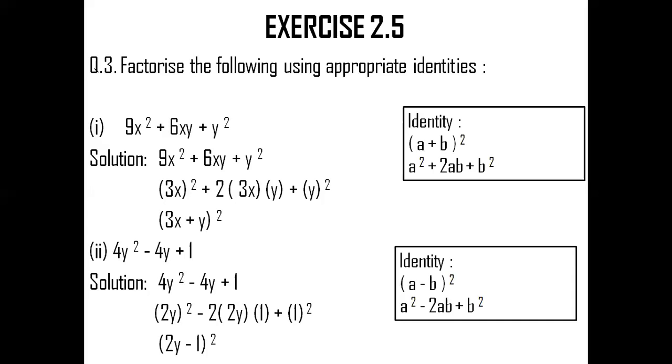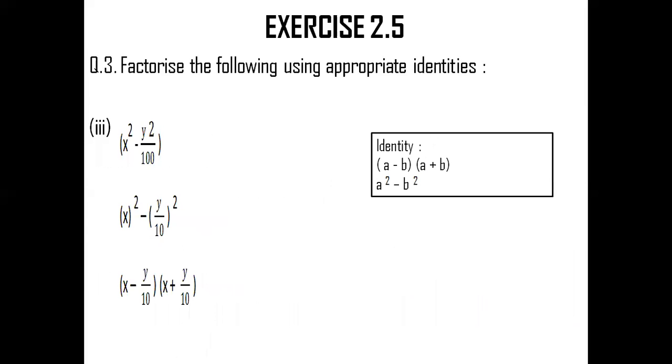4y square is written as (2y) the whole square. And going to the last term, 1 is written as (1) the whole square. And then I've tried to represent 2ab by putting the value of a and b, which clearly indicates to me that this particular polynomial is very similar to the identity a square minus 2ab plus b square. Hence, I can simplify and write it as (a minus b) the whole square, where a is 2y and b is 1. So (2y minus 1) the whole square.